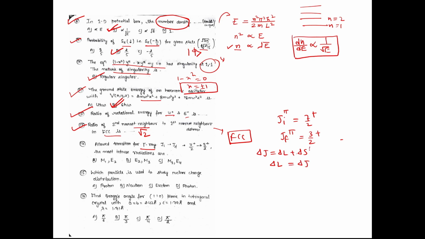So what will be the ΔJ value? We have to take the mod value for the final state and the initial state. So it will be mod of 7/2 minus 3/2. So it gives 4/2, it is 2. So ΔL value is 2.